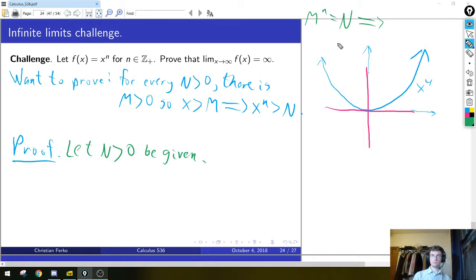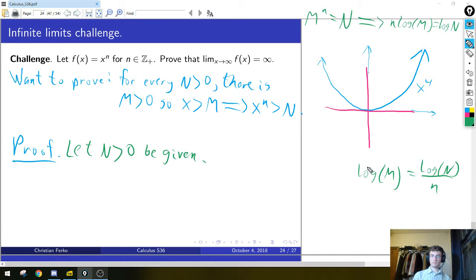I believe that this is going to be n times log m equals log n, and in turn log m equals log n divided by n. So, good. Log m is log n divided by n, and we want to get rid of the log, so what happens when I take, say, an exponential on both sides?